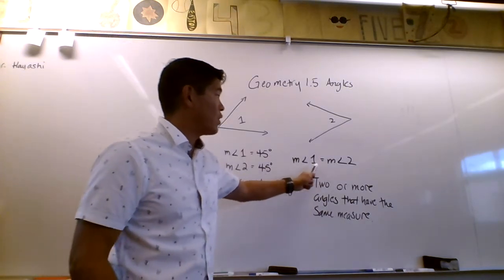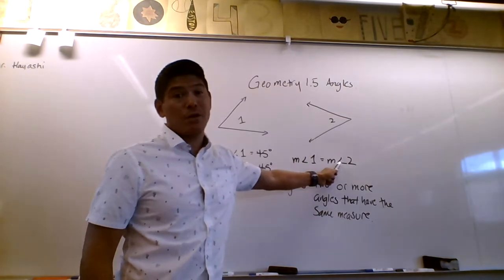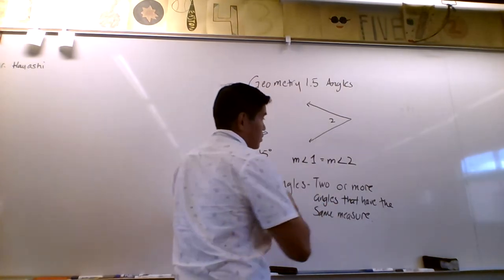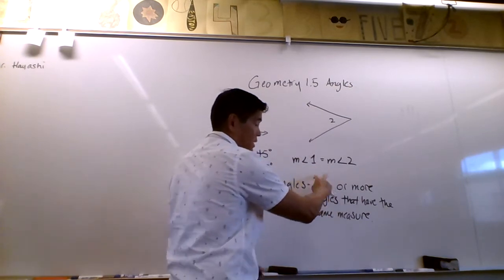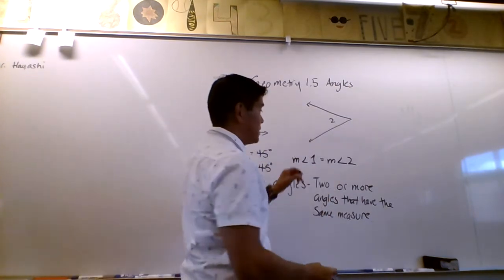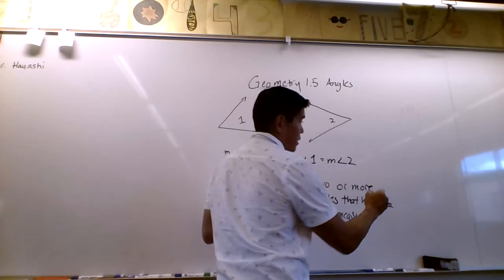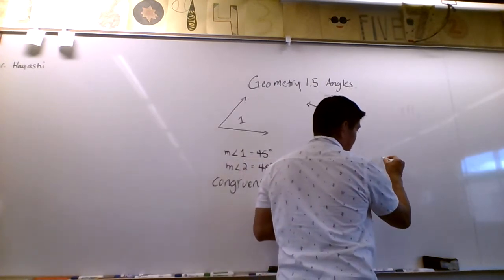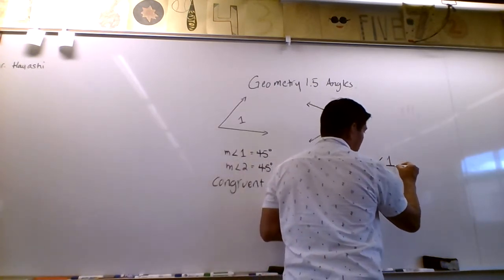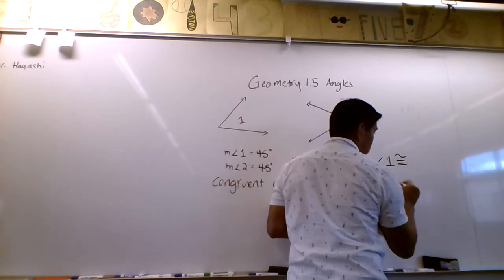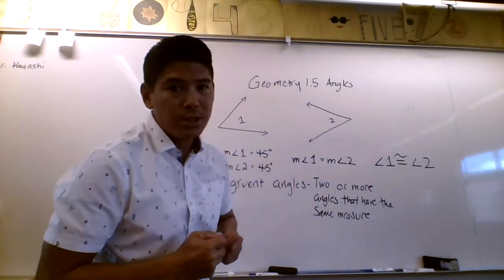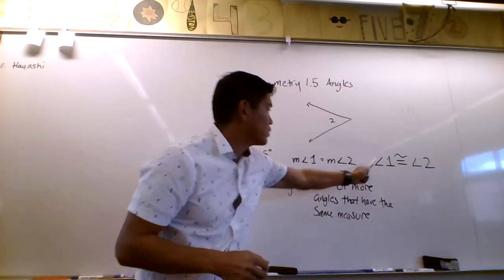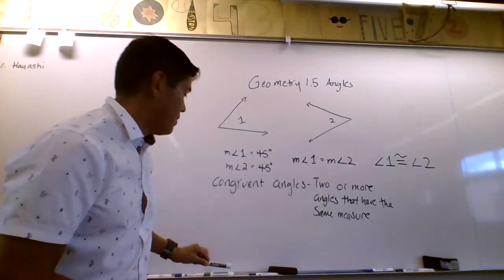The measure of angle 1 is equal to the measure of angle 2. I could also write a congruent statement. This is not a congruent statement, but this implies that the two angles are congruent. The congruent statement would be just angle 1 is congruent to angle 2. Angles are congruent, their measures are equal. So this would be a correct congruent statement.